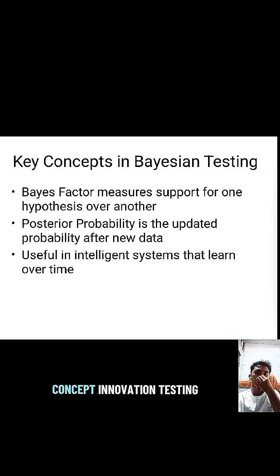Next is key concepts in Bayesian testing. One important idea in Bayesian testing is the Bayes factor, which measures the strength of evidence for one hypothesis compared to another. Another important idea is the posterior probability, which is the updated probability of the hypothesis after considering new data. These ideas are especially useful in artificial intelligence, where the system needs to learn and adapt over time. Example, if the data shows that disease is spreading faster than expected, the posterior probability of an outbreak becomes higher.